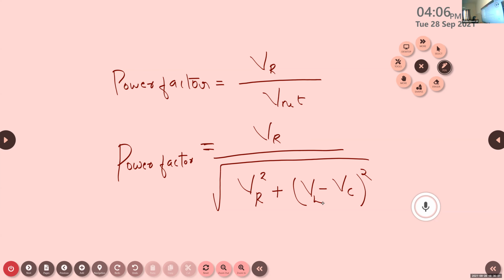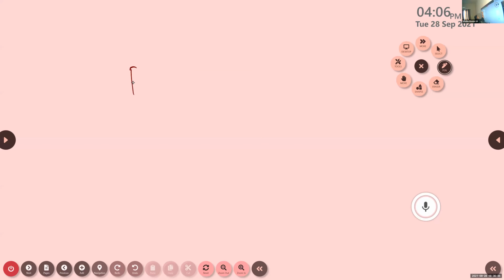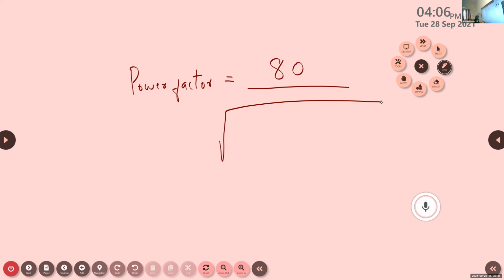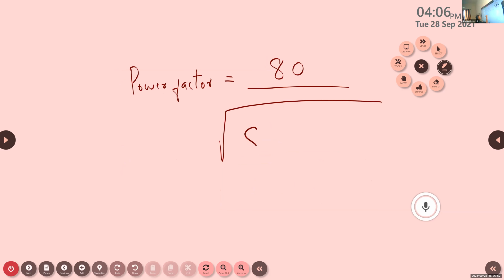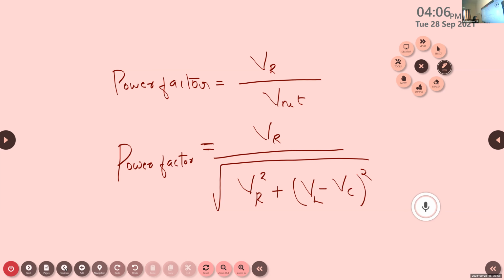So it becomes power factor is equal to VR, which is 80, divided by root of VR square, that is 80 square, plus VL minus VC the whole square.